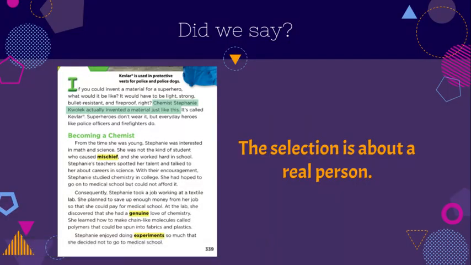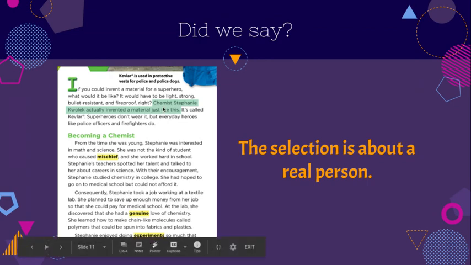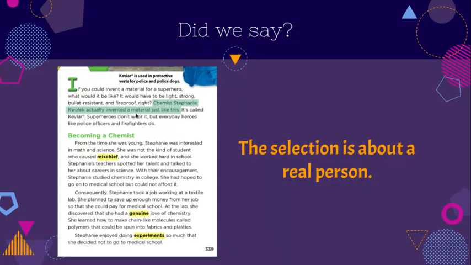Did you say this story or selection is about a real person? In the text, it says, chemist Stephanie Kwolek actually invented a material just like this. So this story or selection that you just listened to or read is about a real life person.